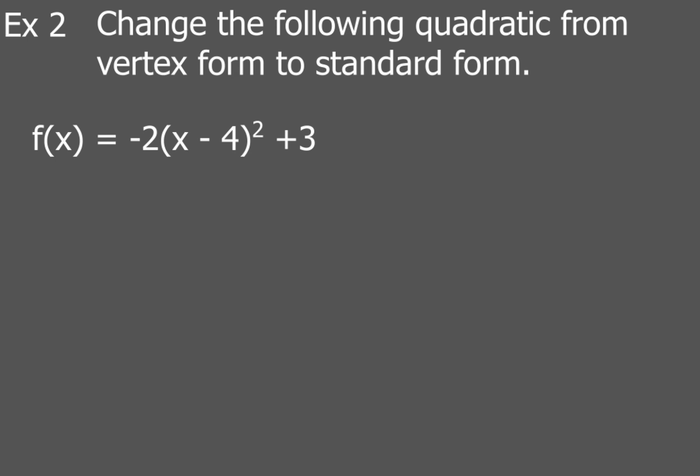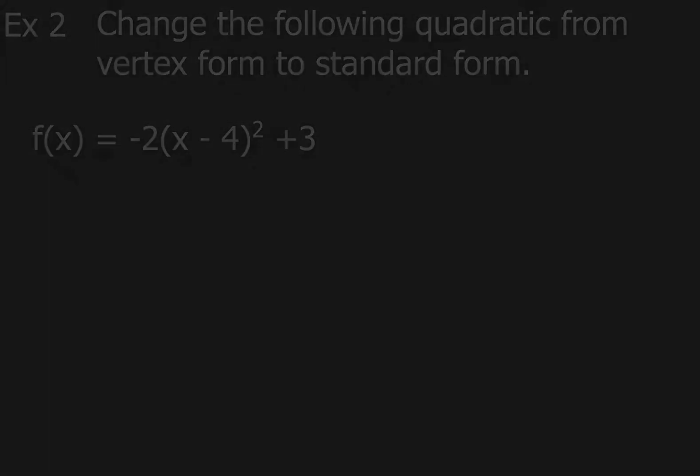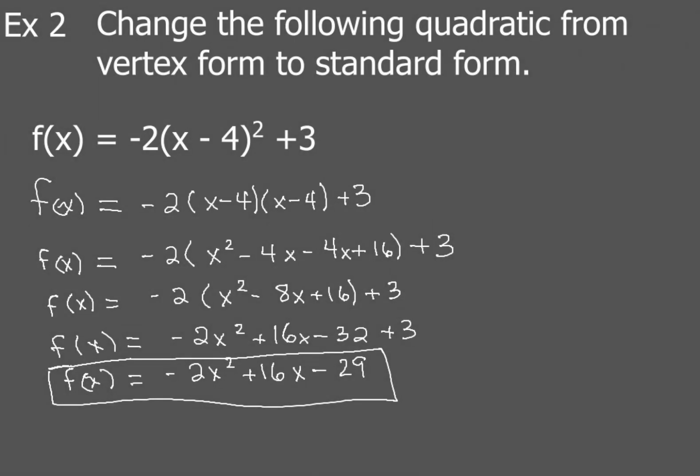So here's example 2. And what I want you to do is go ahead and try this one on your own. So pause the video, work that out, and then unpause it and come back and see how you did. How'd you do? Hopefully you came up with f of x equals negative 2x squared plus 16x minus 29.